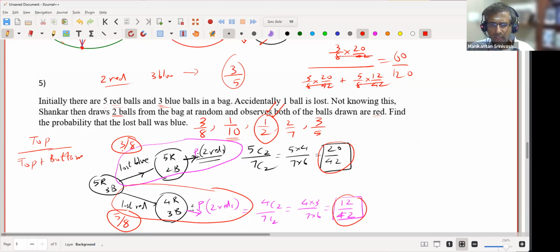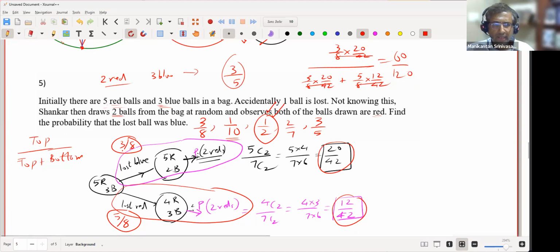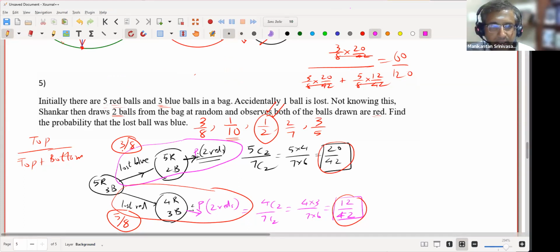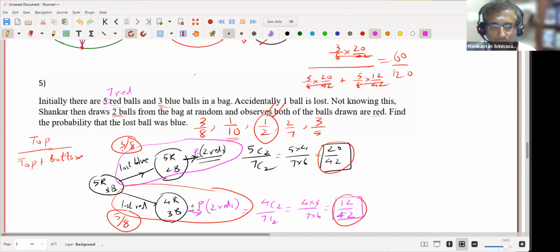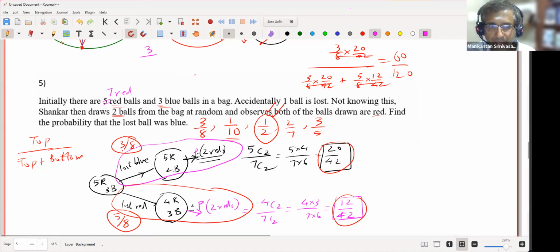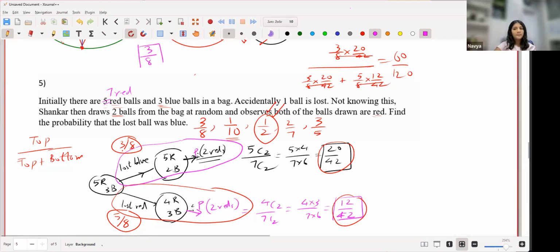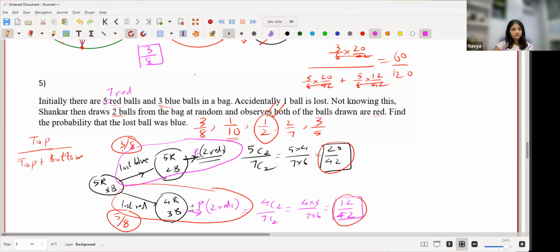You're saying, okay. Okay, let's try this. Suppose I replace this question with 7 red balls and 3 blue balls. So according to you, your answer would be how much? 3 upon 8, is it? Yeah, 3 upon 8. Now, according to what I did using Bayes' theorem, what will it be?